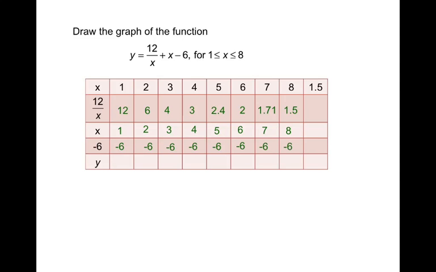What we do here then is exactly the same as we've done before. 12 plus 1 is 13, take away 6 gives me 7. 6 plus 2, take away 6 will give me 2, and we'll do that and so on.